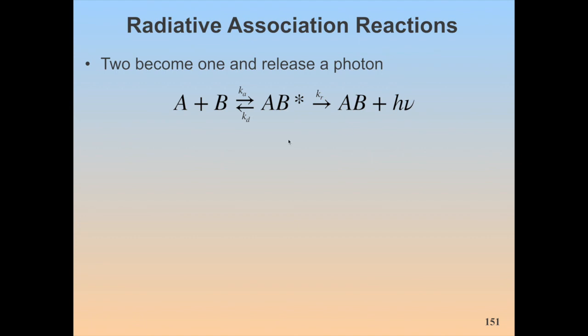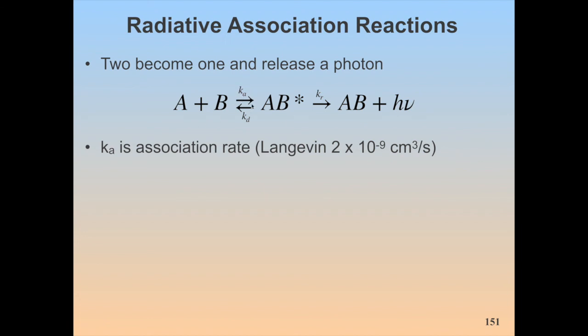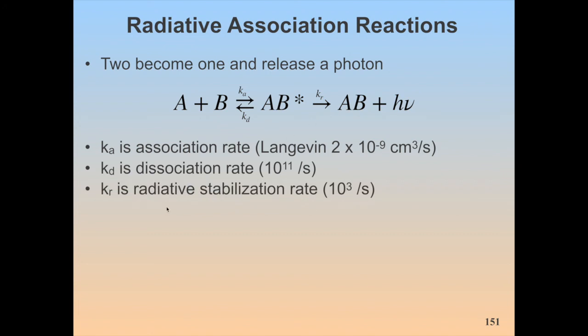So what we want to do is figure out, well, what is the rate for that? So here, Ka, this is your association rate. This is typically going to be on the order of the Langevin rate, assuming we're dealing with an ion-neutral reaction, so around 2 times 10^-9 cubic centimeters per second. Kd is going to be your dissociation rate, and this is going to be around 10^11 per second. So it takes quite a bit of time for them to actually come together and react, but once they're up here, it can decay fairly readily. And then here, Kr, this is the radiative stabilization rate. So in other words, if you're in this state, we either can go back or forward, and this occurs much less frequently, about 1,000 times per second. So very small amounts actually go this way. Most of it just breaks apart, typically speaking.